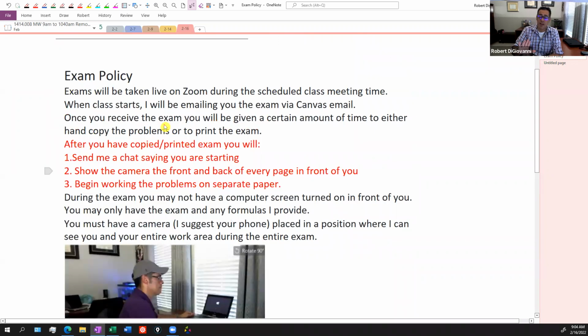This is our first test, so I really want to make sure you understand how this is going to work. You're going to come into the Zoom session on Monday. When class starts, I'm going to email everybody the test in Canvas. So you'll be on your computer and you'll get the exam. You'll see it on your screen. If you have a printer, you print it. If you don't have a printer, you're going to have to handwrite each problem. It sucks, but that's the way it's going to be. It's going to eat into your time.